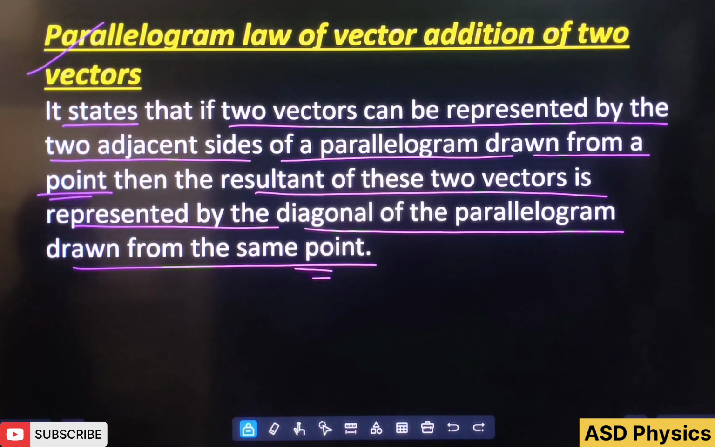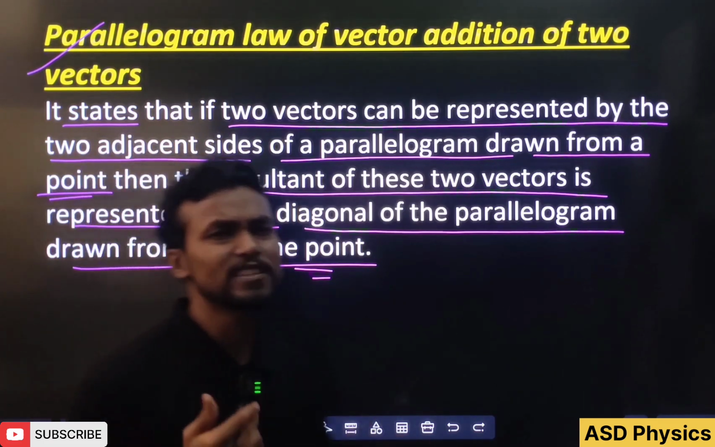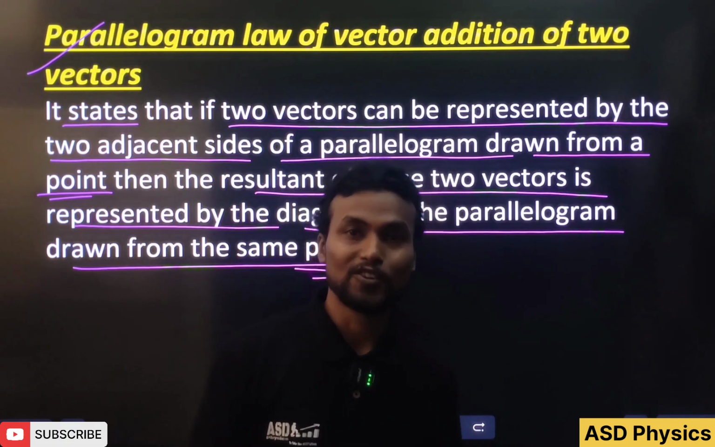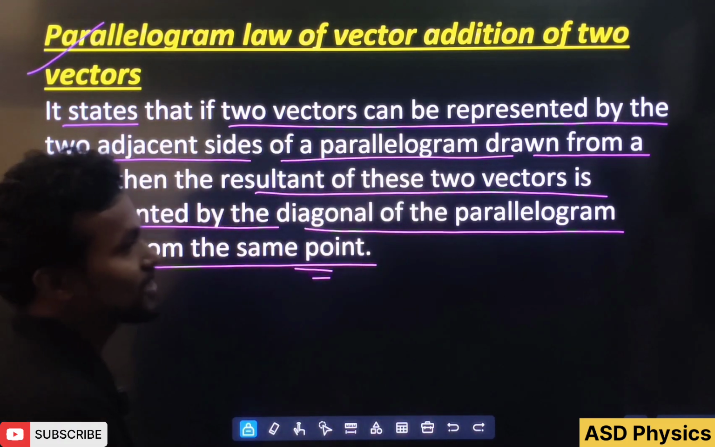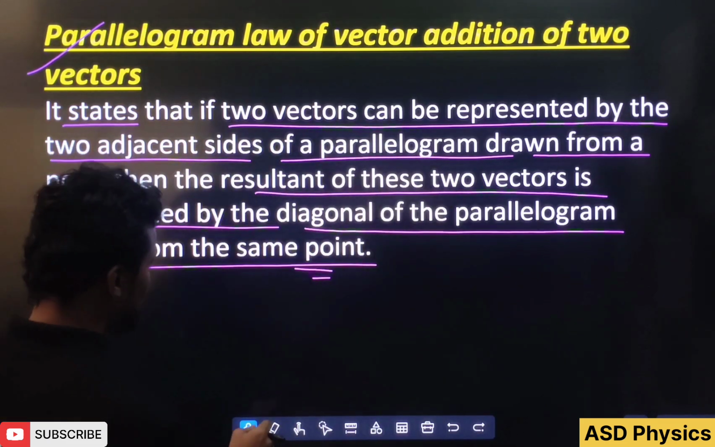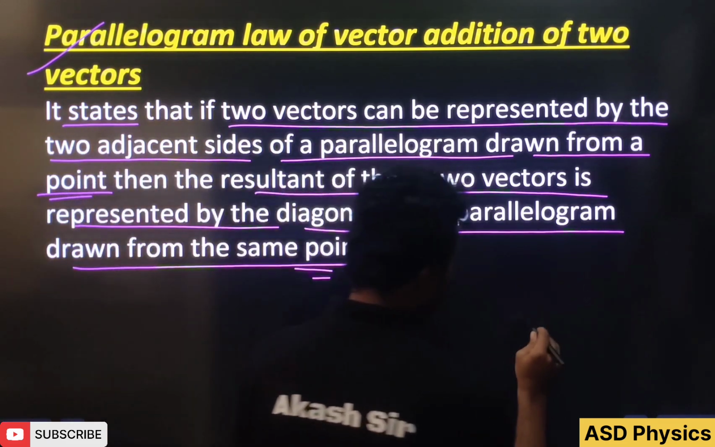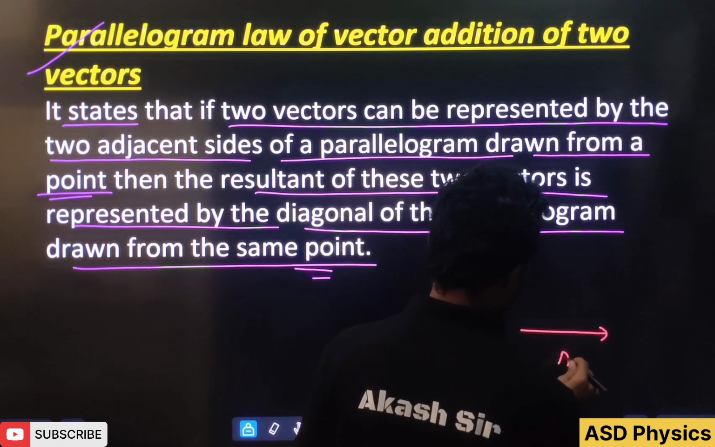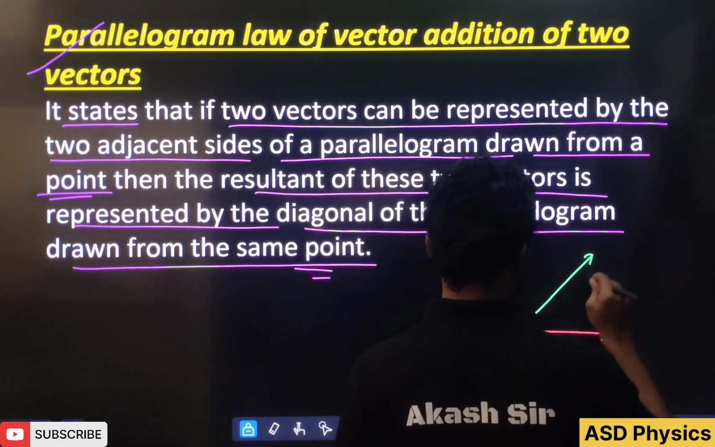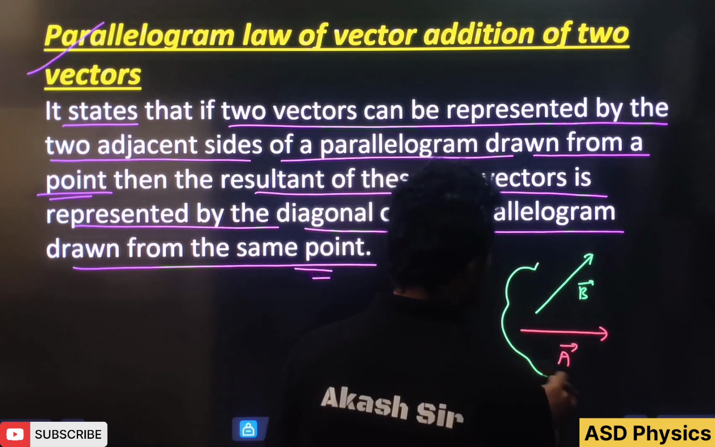Okay, students, a parallelogram you know very well: the opposite sides are parallel. We can even say a square is also one kind of parallelogram. All squares are parallelograms, but all parallelograms are not squares. So again, let's take my reference vectors. This is vector A, and this is vector B.